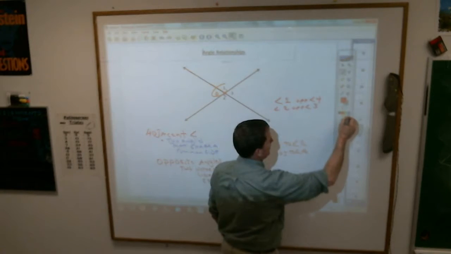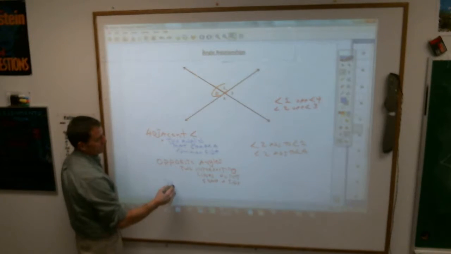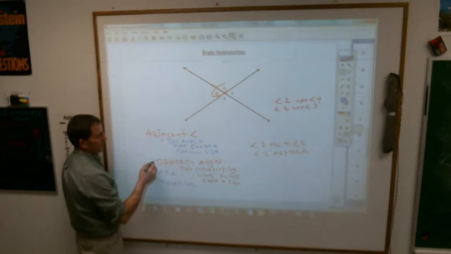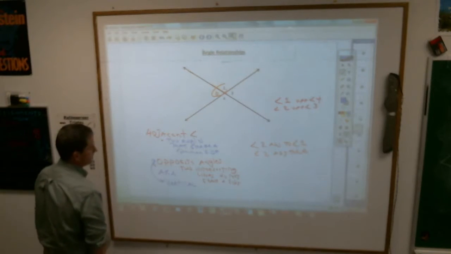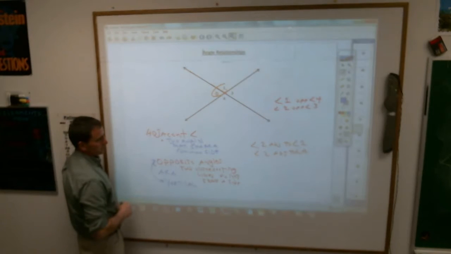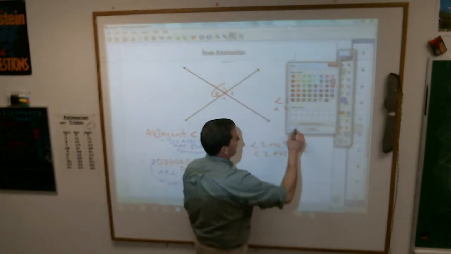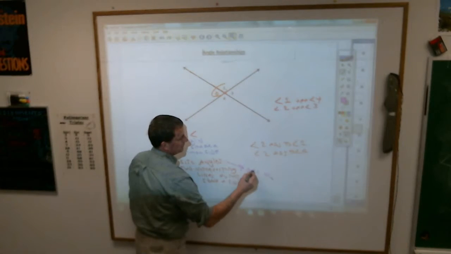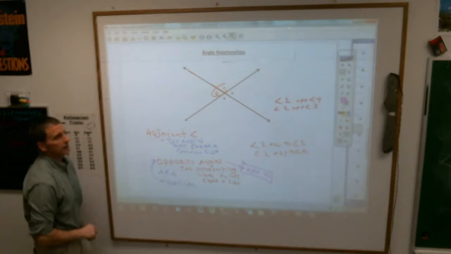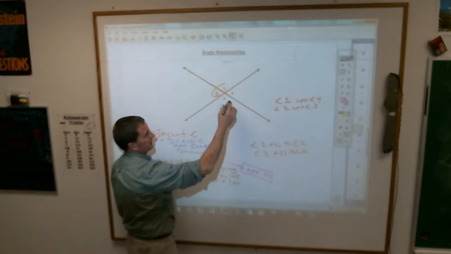And in addition to that, just to muddy the water just a little bit more, opposite angles are also called vertical angles. A-K-A. Opposite and vertical mean the same exact thing. Now, in addition to that, a couple of facts that you need to know about these things here are that opposite angles are equal. Opposite angles are equal. If angle 4 here equals 120 degrees, then so does angle 1.